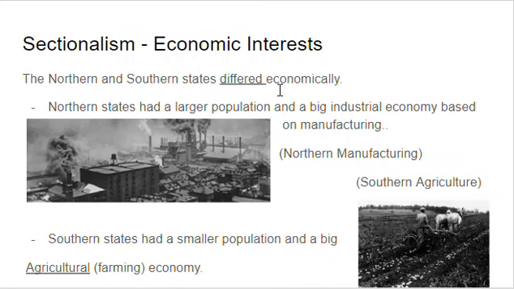Northern states had a larger population and a big industrial economy based on manufacturing. So this picture right here shows all the factories. That's what the North had. That's what their economy was based on. They made clothes. They had a lot of products that they were making.